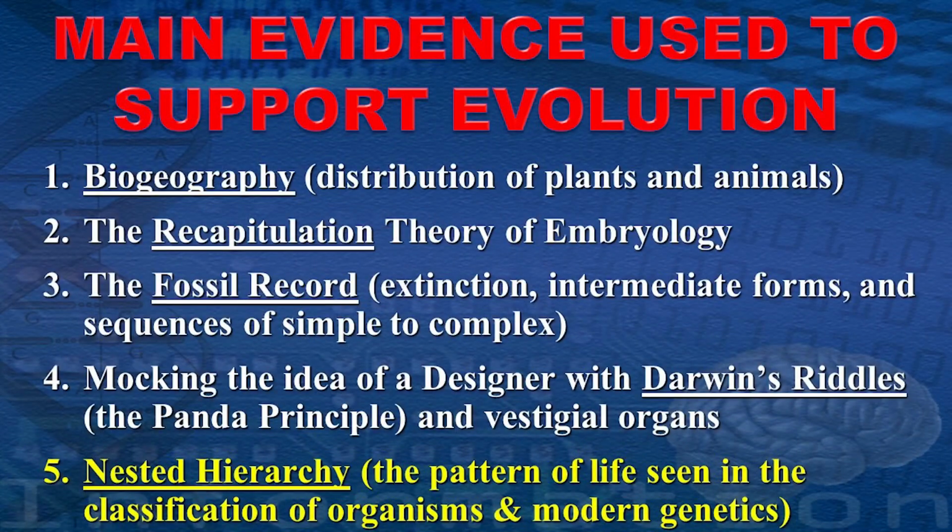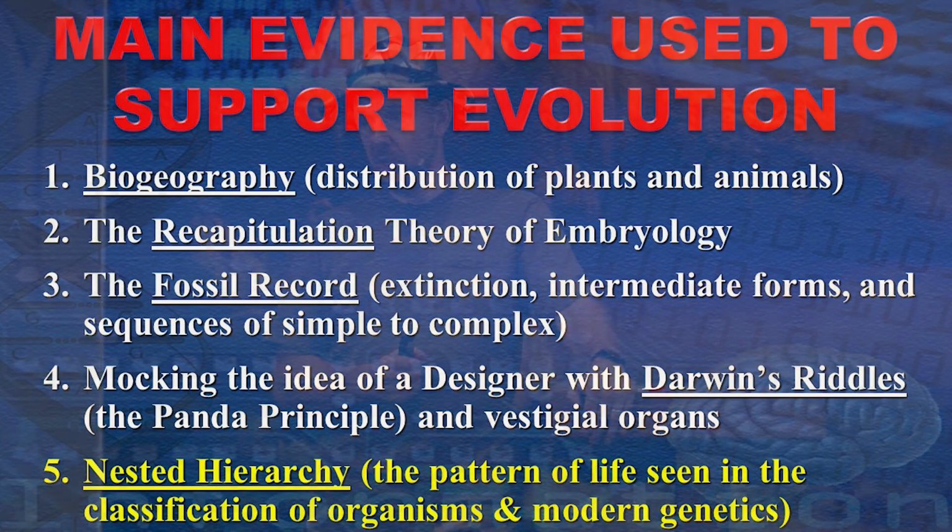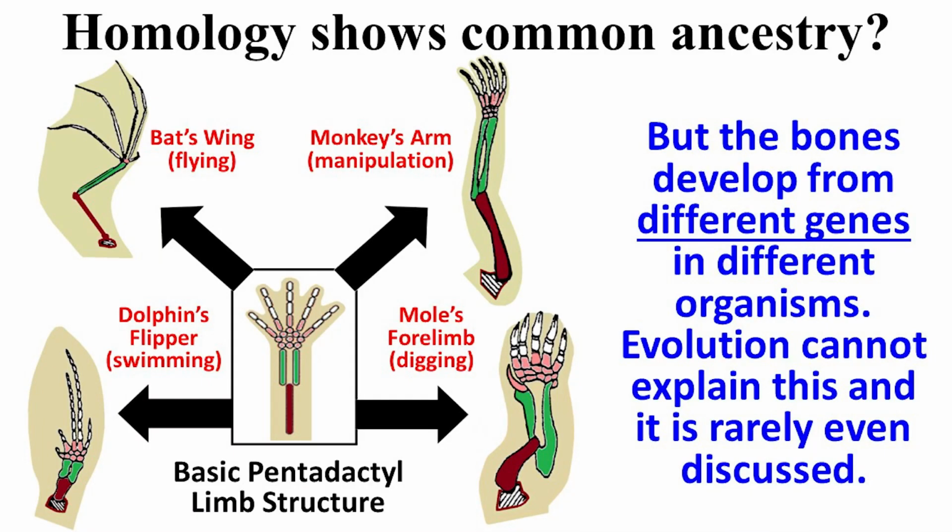Our final one is nested hierarchy. In my opinion, this is the best argument for evolution. Darwin called it homology, but it's this idea of similarities between organisms that are of the same general category. Let me illustrate. Here we see various mammals, and you have a 1, 2, 3, 4, 5 fingered structure in all of them, a pentadactyl limb, a 5-finger structure.